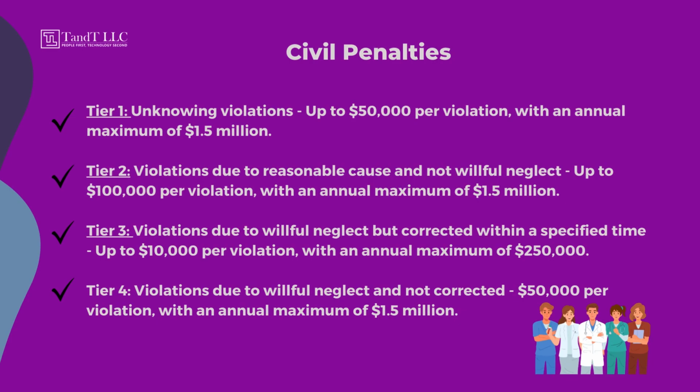Tier 1, unknowing violations: up to $50,000 per violation, with an annual maximum of $1.5 million. Tier 2, violations due to reasonable cause and not willful neglect: up to $100,000 per violation, with an annual maximum of $1.5 million. Tier 3, violations due to willful neglect but corrected within a specified time: up to $10,000 per violation, with an annual maximum of $250,000. Tier 4, violations due to willful neglect and not corrected: $50,000 per violation, with an annual maximum of $1.5 million.